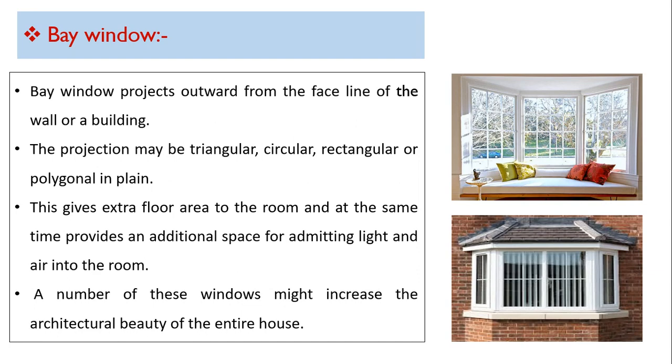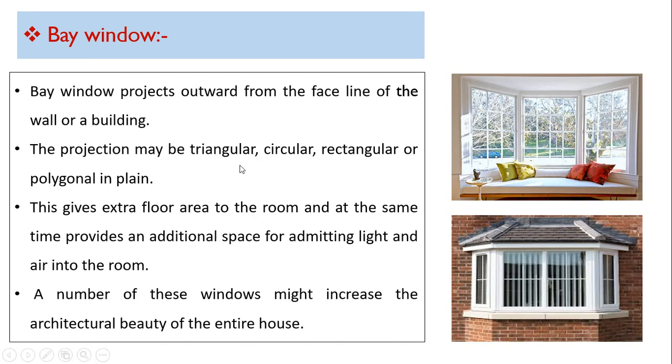Now next is a bay window. So what is a bay window? A bay window projects outward from the face line of the wall of a building. Here you can see this window is projecting outside the wall, and it is called a bay window. In simple words, the windows which are projecting outside the wall of the building or room are called bay windows.